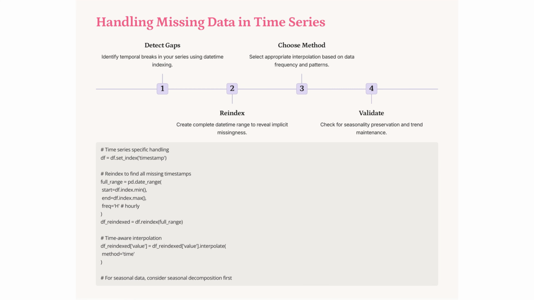Handling missing data in time series involves detecting gaps using date-time indexing and reindexing to create a complete date-time range. Choose interpolation methods based on data frequency and patterns, ensuring seasonality and trend preservation. Set the timestamp as the index, reindex for missing timestamps, and apply time-aware interpolation. For seasonal data, consider seasonal decomposition.